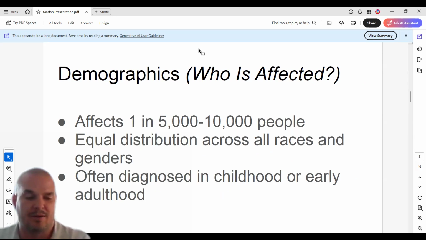Marfan syndrome affects about 1 in every 5,000 to 10,000 people in the United States. It can affect people of all races and ethnic backgrounds equally. It does not favor one gender over another, so both males and females are at equal risk. This makes it a condition that healthcare providers should always be aware of, no matter the background of the patient.